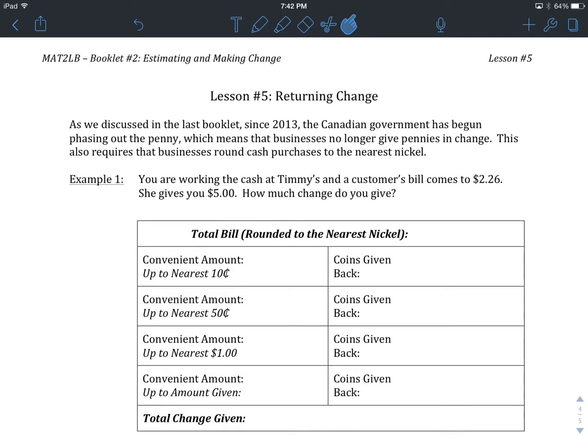Welcome to MAT 2LB booklet number 2, Estimating and Making Change, lesson number 5, Returning Change.